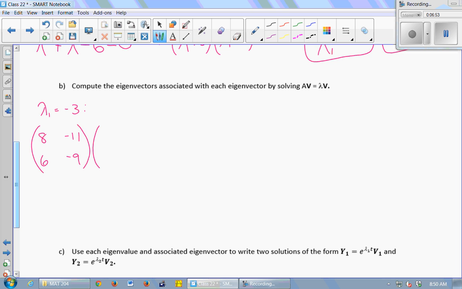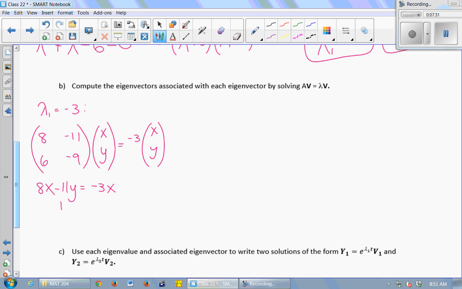Times some unknown vector xy has to equal lambda, which is negative 3 times xy. So this is actually a system of equations with two unknowns. This says 8x minus 11y has to equal negative 3x, because when you multiply this matrix times the vector xy, remember you dot product the 8 and the negative 11 with the x and the y, and that should equal the first component on the right-hand side. So that would be negative 3x.